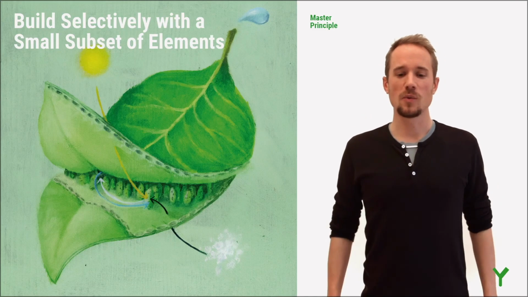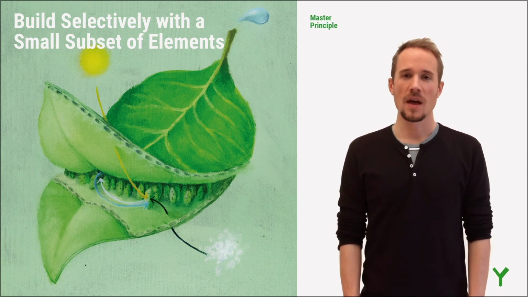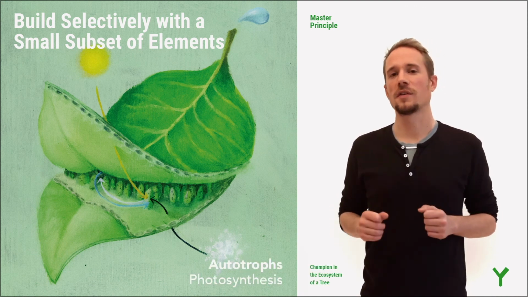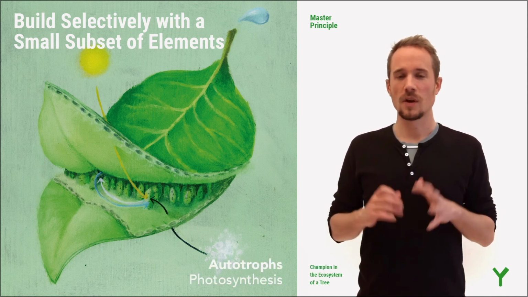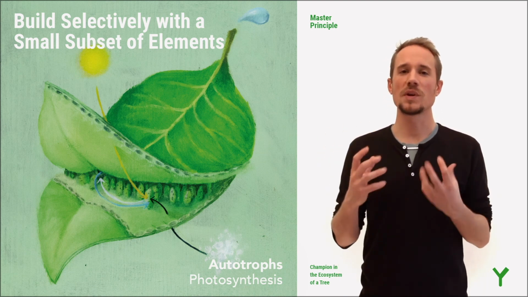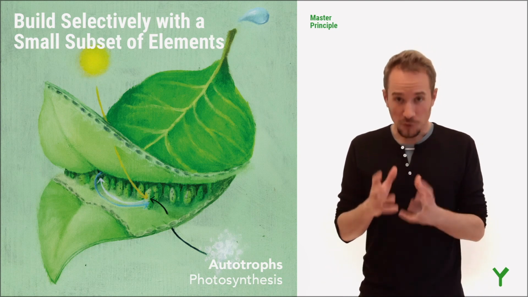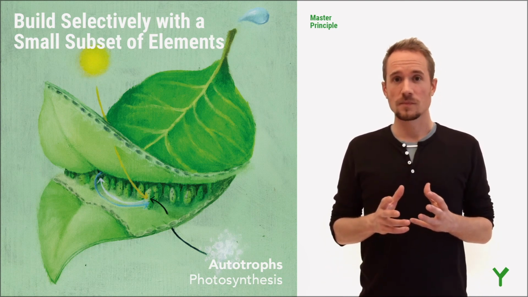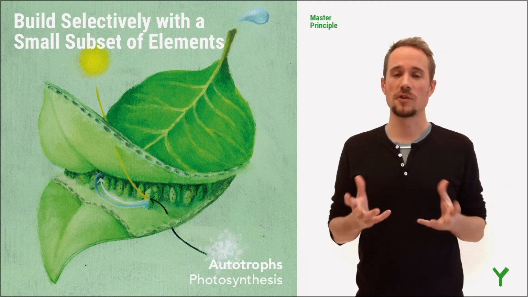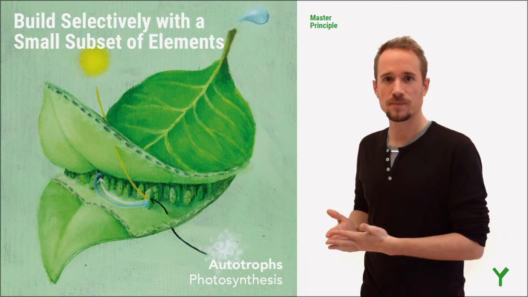Build selectively with a small subset of elements. And our example in nature are autotrophic organisms, or the process of photosynthesis, the basis of all life as we know it on Earth. In photosynthesis, carbon dioxide and water are transformed into sugar and oxygen.